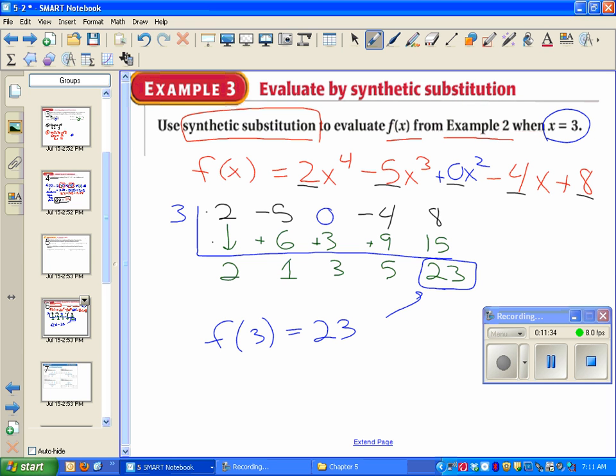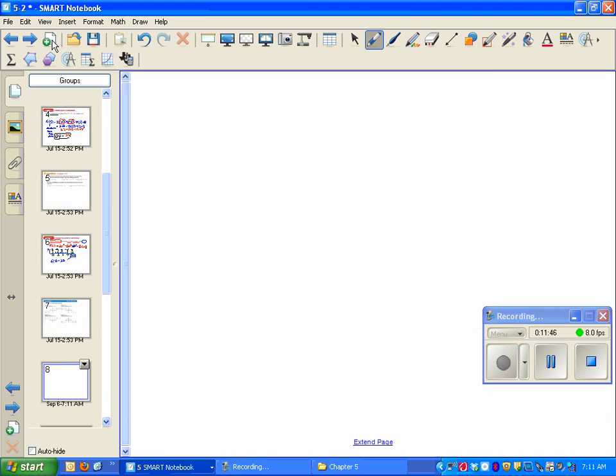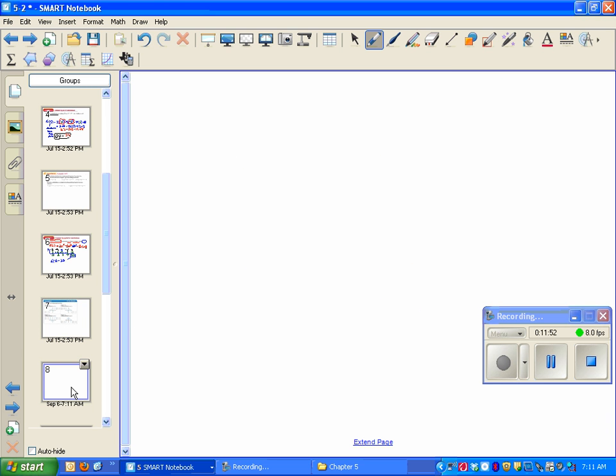So synthetic substitution is a very fast way to find values for your polynomial. Okay. This is a little bit confusing, so I'm going to break that down a little bit more. So this slide we're talking about end behavior, but you already know about end behavior, you just didn't know it yet. So end behavior breaks down into even and odd functions.